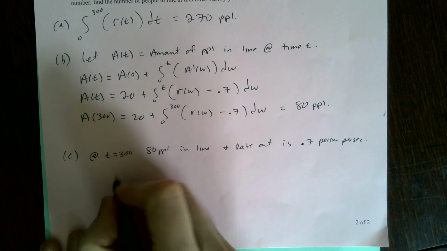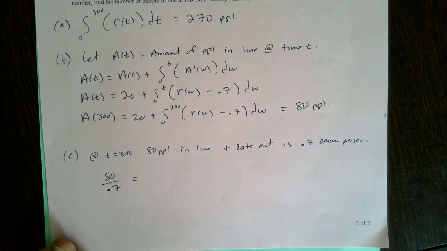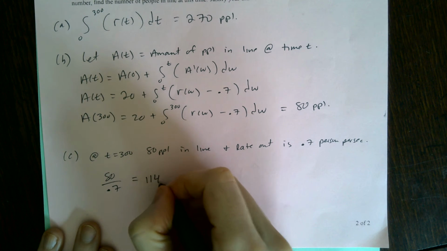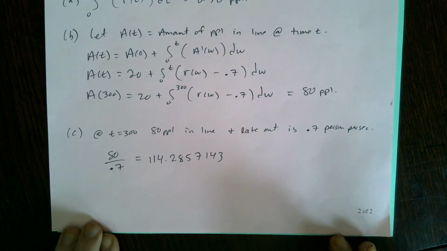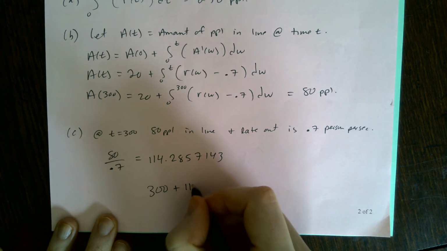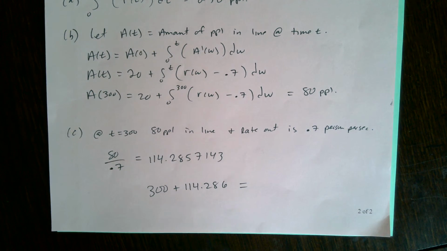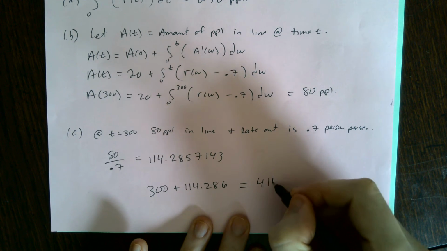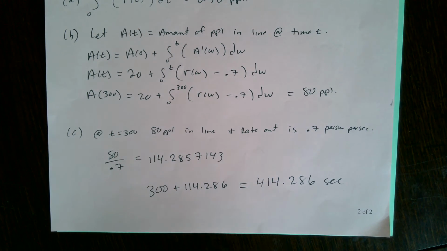You just divide. So it'd be 80, and if this isn't clear, please let me know. 80 divided by 0.7 is 114.2857143. So it's 300 seconds plus 114.286, or 414.286 seconds. Okay, that's how long it takes for there to be nobody left in line.